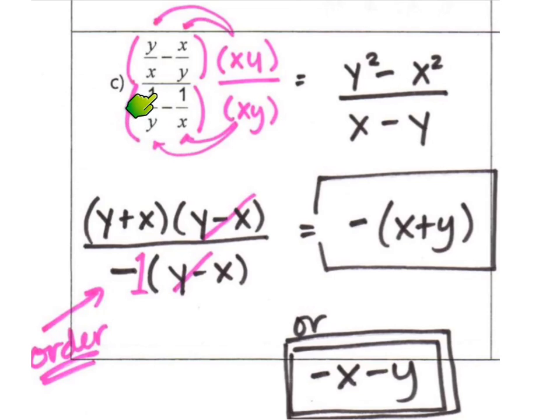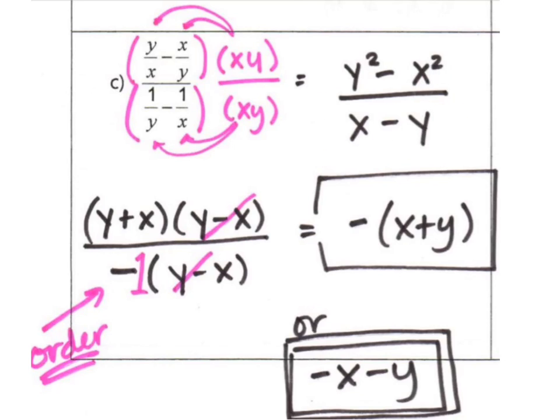In the denominator, I have this fraction 1 over y times xy. The y's would cancel. You'd have 1 times x, which is x. Minus, so there's the minus sign. And then I have my last fraction, 1 over x times xy, and the x's would cancel, and I'd have 1 times y, which is y. Now, this is what I have when I've eliminated all those compound fractions.